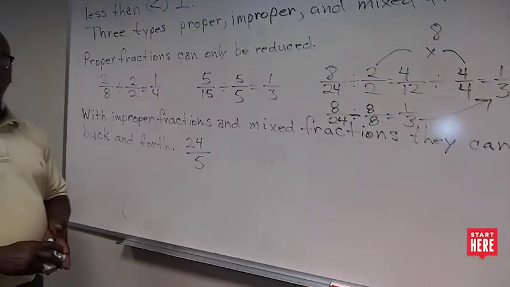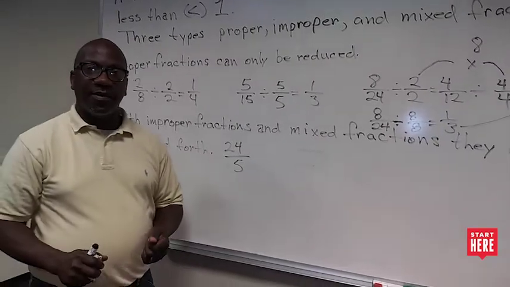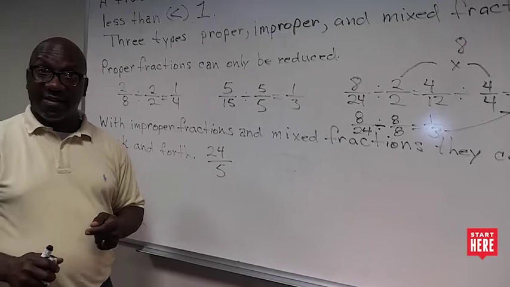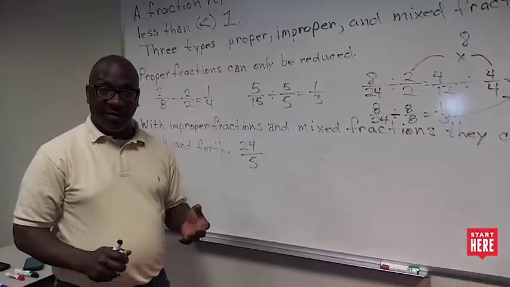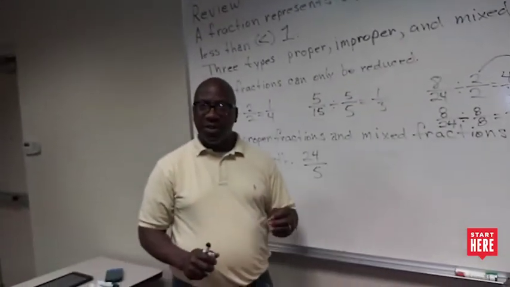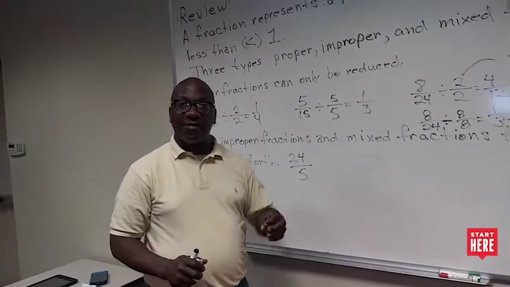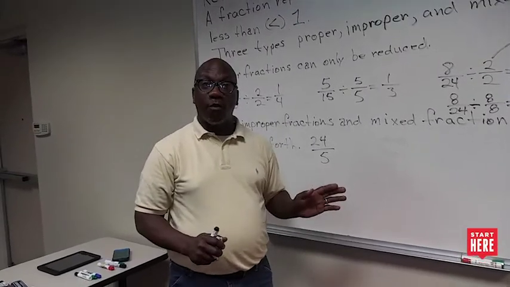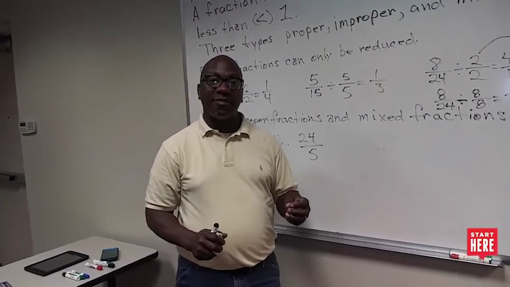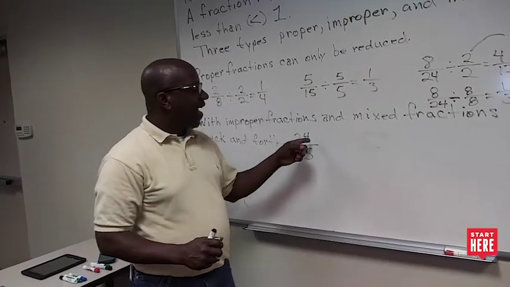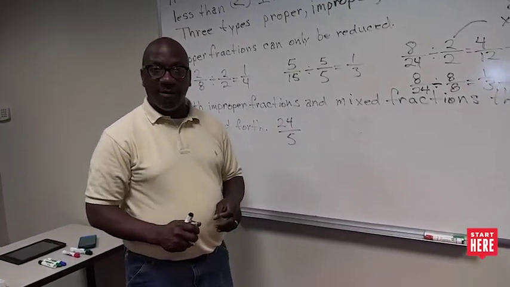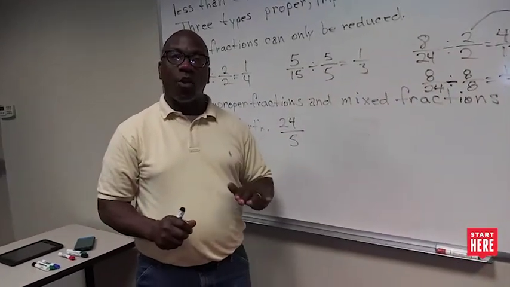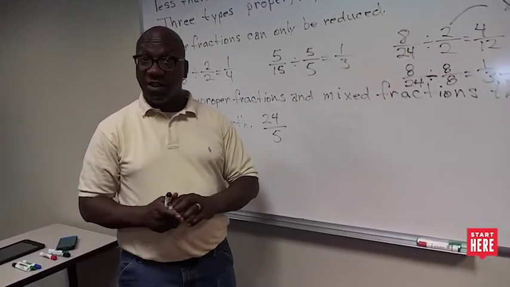5 will go into 24 how many times? Let us see. 5 times 1 is 5. 5 times 2 is 10. 5 times 3 is 15. 5 times 4 is 20. 5 times 5 is 25. Notice, I can't go past 4 because when I get to 5 times 5 is 25, and 25 is larger than 24. The only number I have to work with is the 24. So I go back to 5 times 4, which is 20.